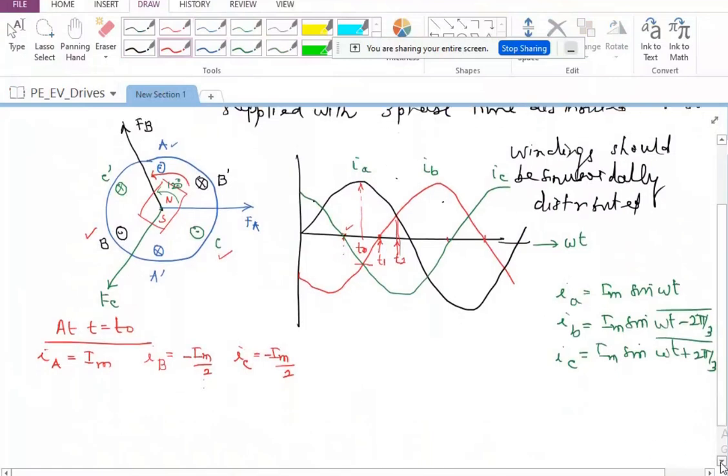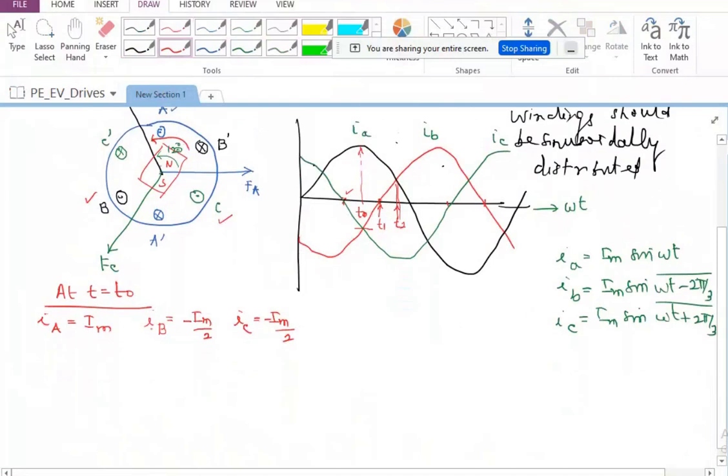Now, if I try to draw exactly how the MMFs are going to be, as far as FA is concerned, let us say I am drawing it like this. So this corresponds to some N times Im, assuming that all three phases have an equal number of turns. The maximum number of turns is N. So I'm going to write N times Im as the MMF corresponding to FA. And for FB and FC, it should be N times Im divided by 2 and N times Im by 2, with a negative sign.